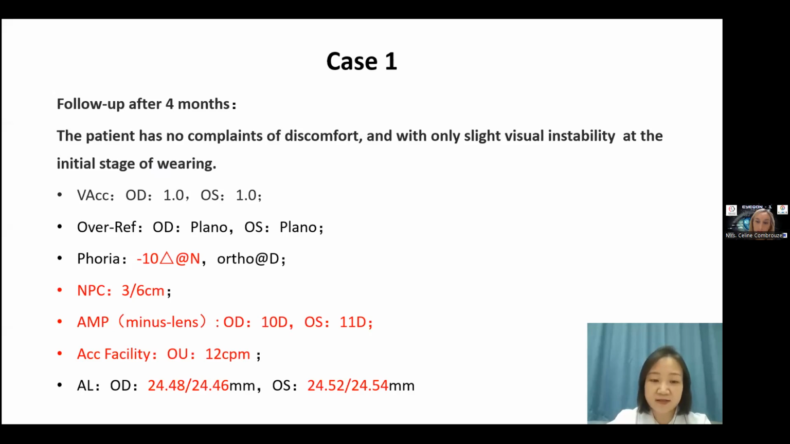The exciting thing is, after 4 months of wearing, not only was the patient's visual function significantly improved, but the axial length of the eye was controlled. This case demonstrates that patients with abnormal visual function can successfully be fitted with myopia control lenses after vision therapy to improve their visual function.